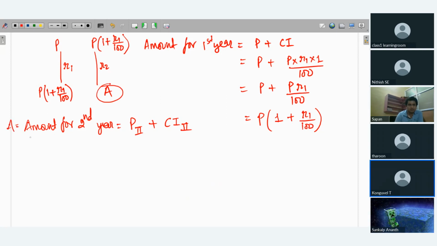The principal of the second year is P into 1 plus R1 by 100, and the compound interest of the second year will be 1 plus R2 by 100. So it will be P into 1 plus R1 by 100 into P. This is the principal for the second year. Interest is PRT by 100, so PRT into P into 1 plus R1 by 100.